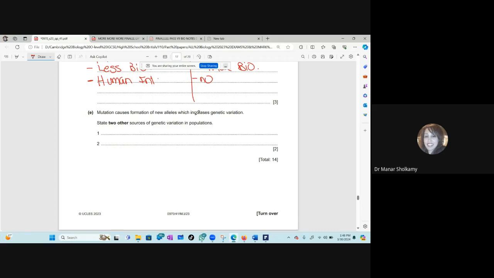Mutation causes formation of new alleles, which increases genetic variation. State 2 other sources of genetic variation. Meiosis. Yes, you are correct. Random fertilization. If you notice, this question is repetitive. Random fertilization, random mating, meiosis, and mutation.